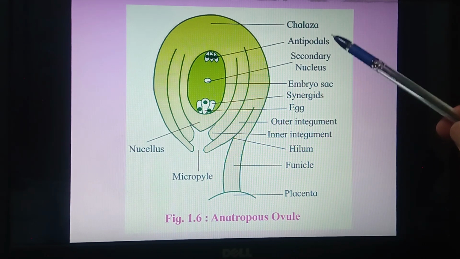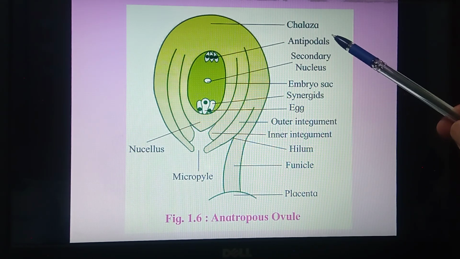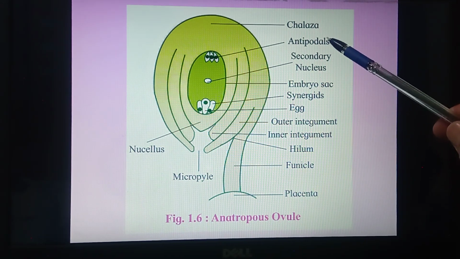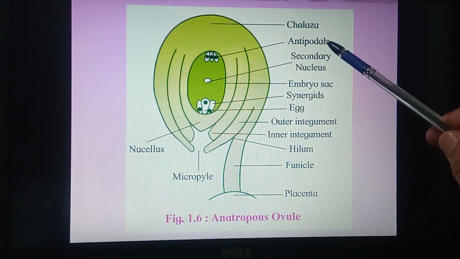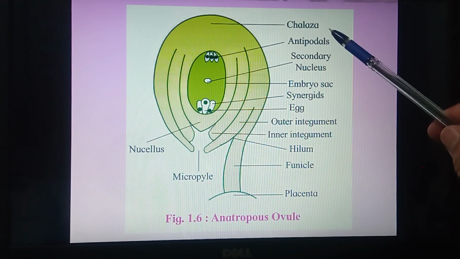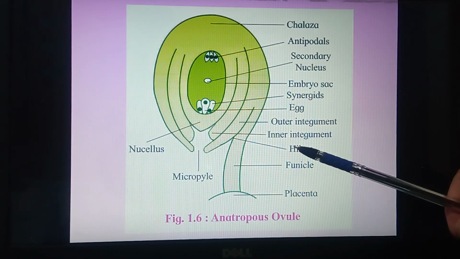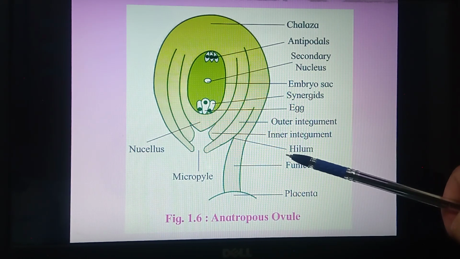Antipodal cell. The function of antipodal cells is not known. So you have a chance to find out the role of antipodal cells. So this is about the structure of the anatropous ovule. It's all.